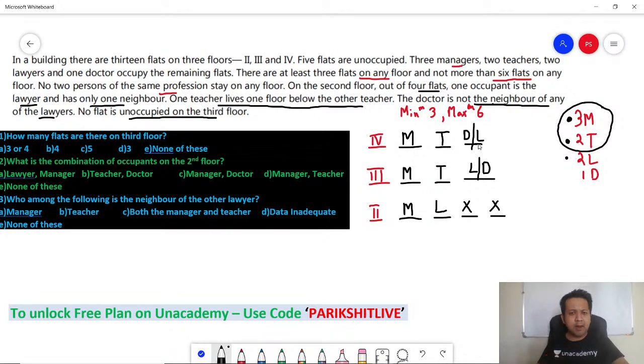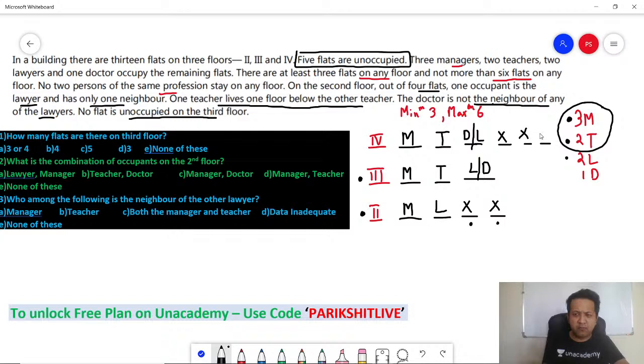Right? And remember, there are 5 flats which are unoccupied. So floor 2 is fixed. The question says there are only 4 flats. On floor 3, the question says there are no unoccupied flats. Meaning the remaining unoccupied flats must be on the topmost floor. So you already had 2 unoccupied flats on floor 2, so the remaining 3 must be on floor 4. Got it? Any doubt in this?